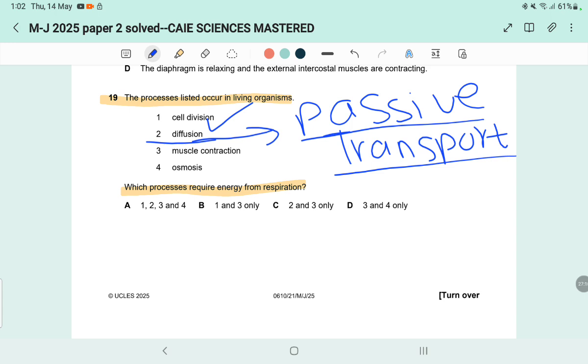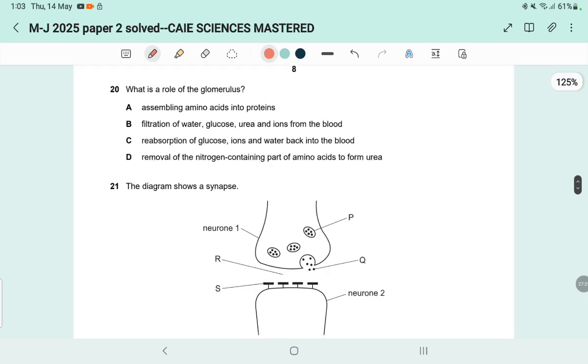Okay, which process requires energy from respiration? Of course, muscle contraction requires it. Cell division requires it. Osmosis, well, no, osmosis does not require any energy. It's a passive transport also, like diffusion, so no change. So the answer will be 1 and 3, so the answer is B.